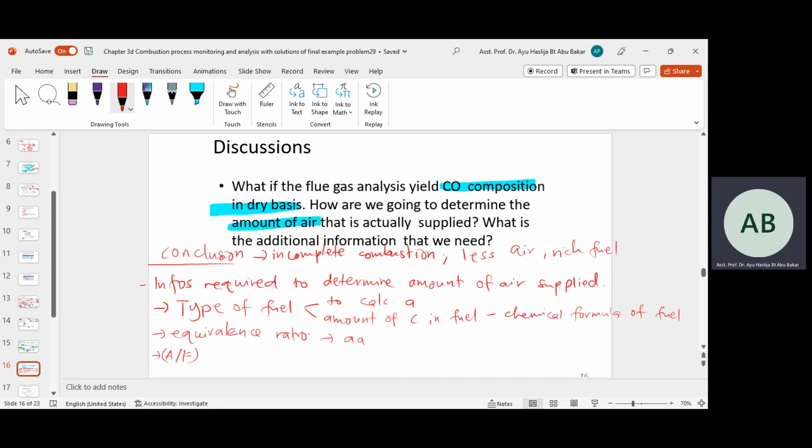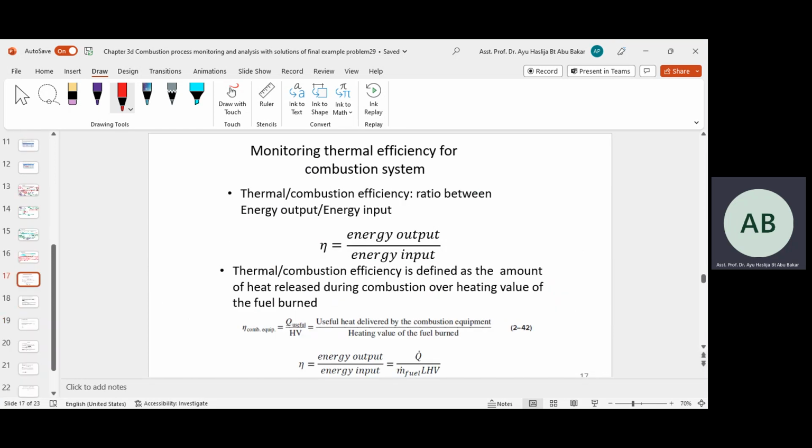Okay, so I hope you understand the general concept on how to monitor the combustion process, how to calculate the excess air, the amount of air required. Our next subtopic is the thermal efficiency of the combustion system. Okay, this one will involve an example with quite a long calculation. So I plan this to be done next week, Tuesday class. Okay, we will start this on Tuesday class.